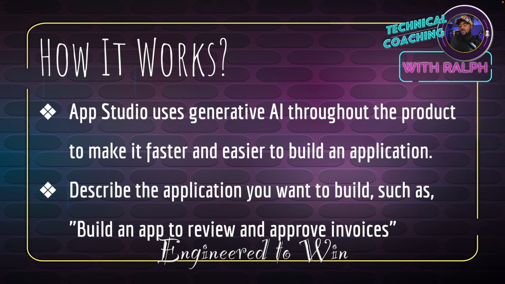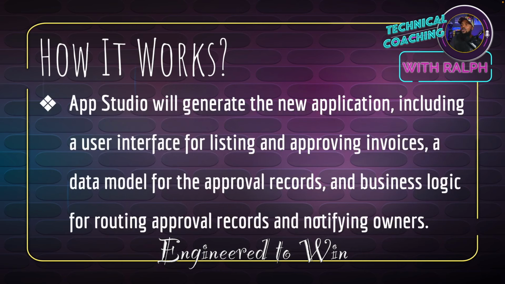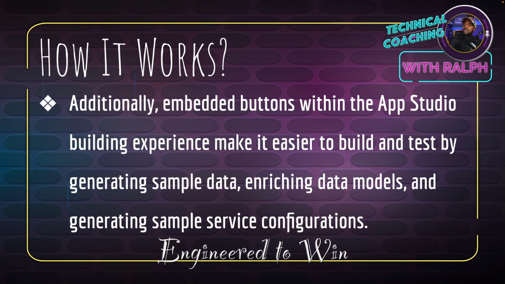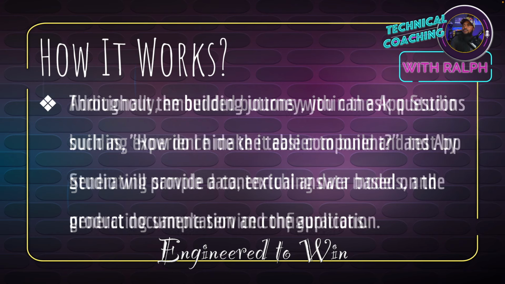And this is from what I'm reading so far, what I saw when I tried it out the other day. App Studio will generate the new application, including a user interface for listing and approving invoices, a data model for the approval record, and business logic for routing approval records and notifying the owners. Additionally, embedded buttons within the App Studio building experience make it easier to build and test by generating sample data, enriching data models, and generating sample service configurations.